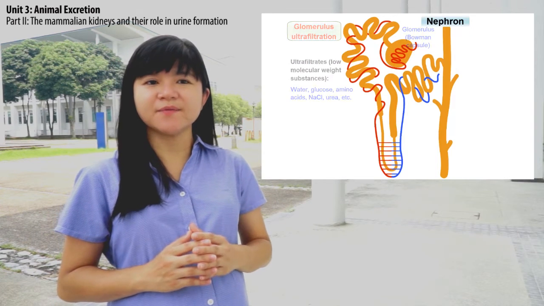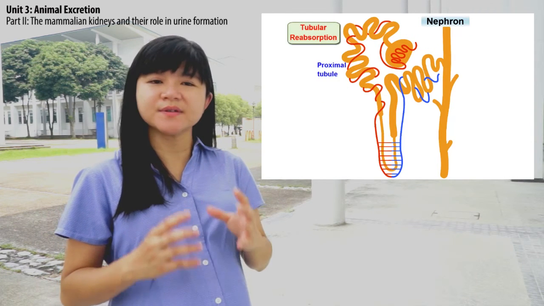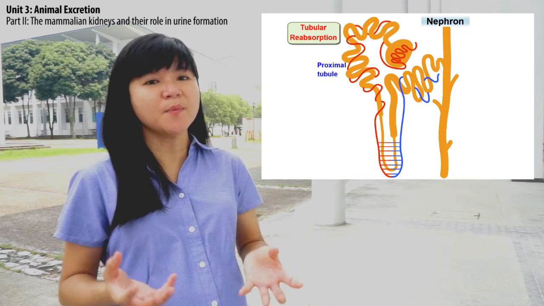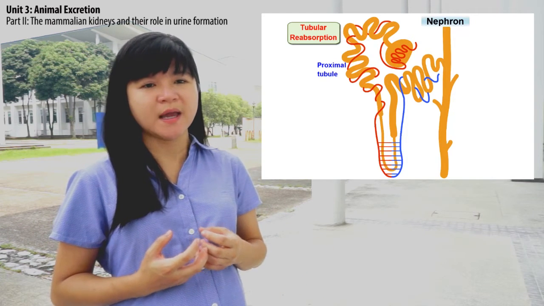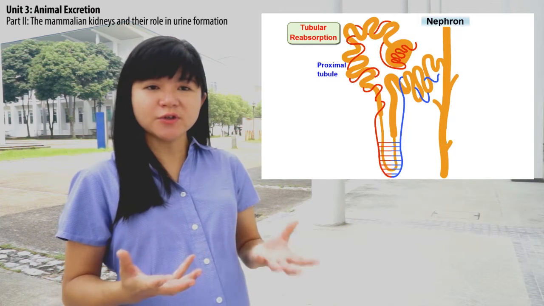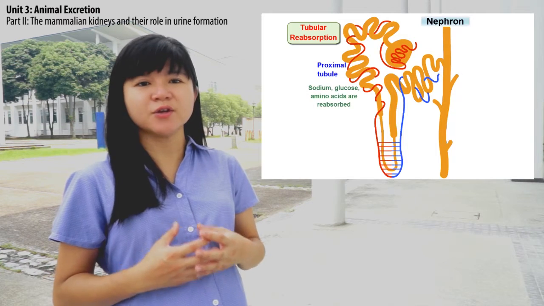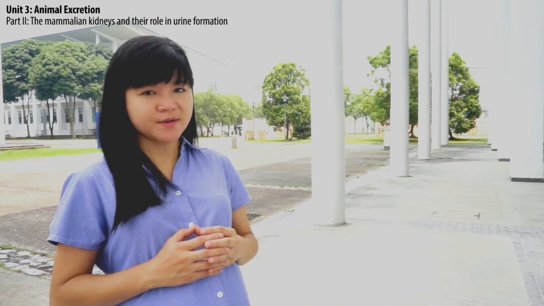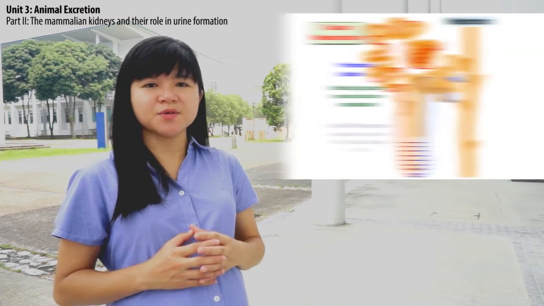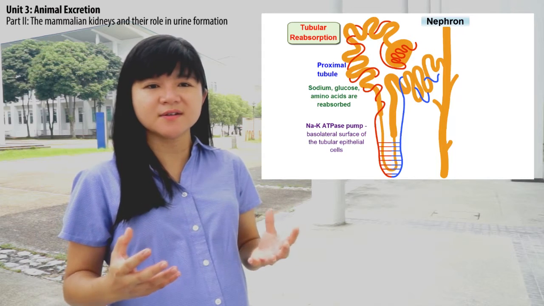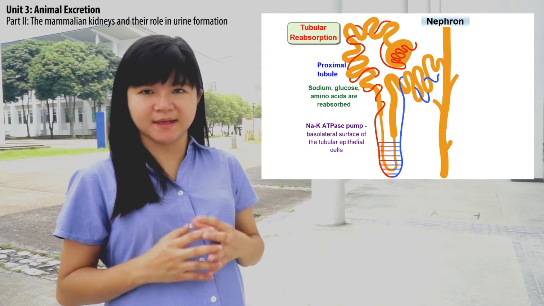The second step, tubular reabsorption, occurs at the proximal tubules. Important substances for normal body functions will be reabsorbed from the tubular fluid and returned to the blood in the renal vein. For example, sodium, glucose, and amino acids are usually 100% reabsorbed. Do remember that energy is required for this process. Energy for reabsorption is supplied by the sodium-potassium ATPase pump on the basolateral surface of the tubular epithelial cells.